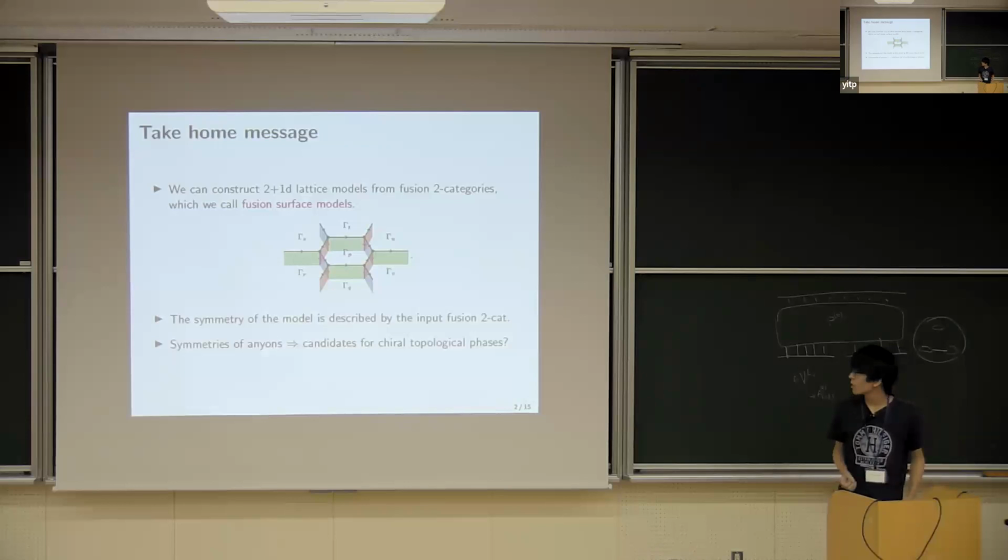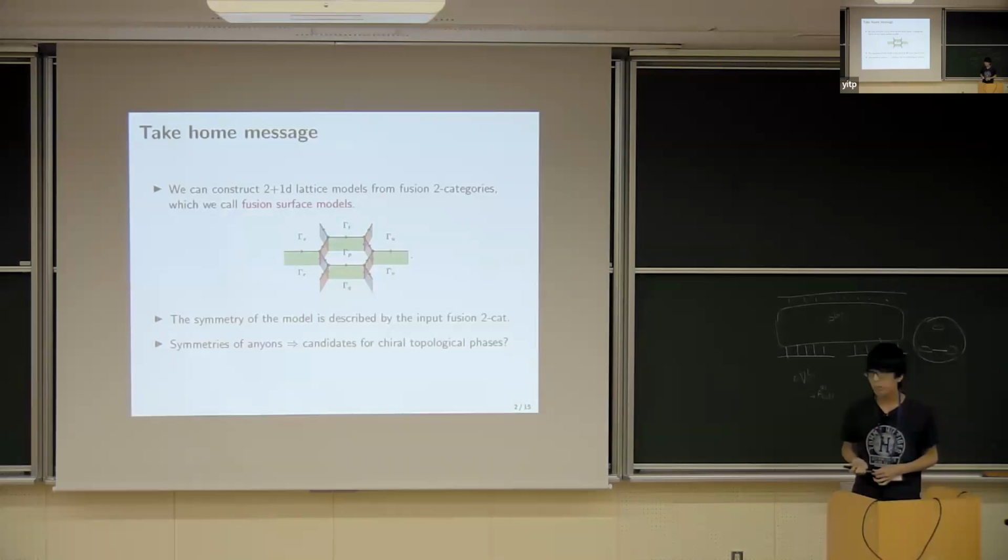On a honeycomb lattice, each state in this model can be represented by a fusion diagram of this form. The Hamiltonian is defined by some manipulation on this fusion diagram, and I will elaborate on this point later in this talk. The most important feature of this model is that the symmetry of this model is described by the fusion 2-category that we used as the input. This fusion 2-category symmetry is the most general finite symmetry in 2+1 dimensions, which includes any finite group symmetries, possibly with anomalies.